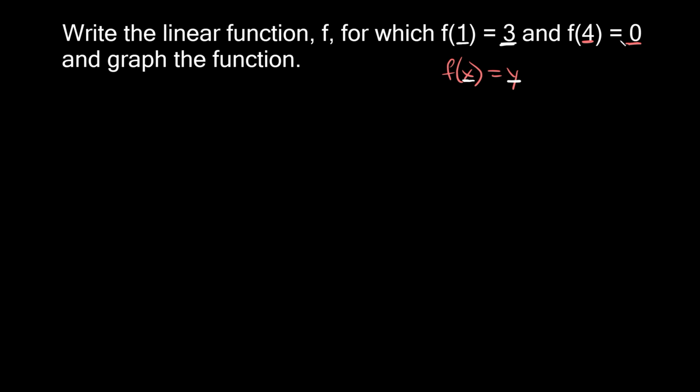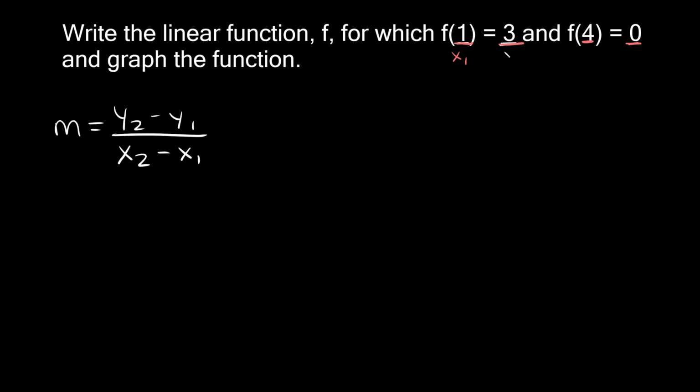Since we have two coordinates, the first thing we have to do is find the slope between those two coordinates. Remember, the slope formula is m is equal to y sub 2 minus y sub 1 over x sub 2 minus x sub 1. Here we just need to label these two coordinates as x sub 1, y sub 1, and x sub 2, y sub 2. Let's label this first one as x sub 1 and y sub 1, and this one as x sub 2 and y sub 2.